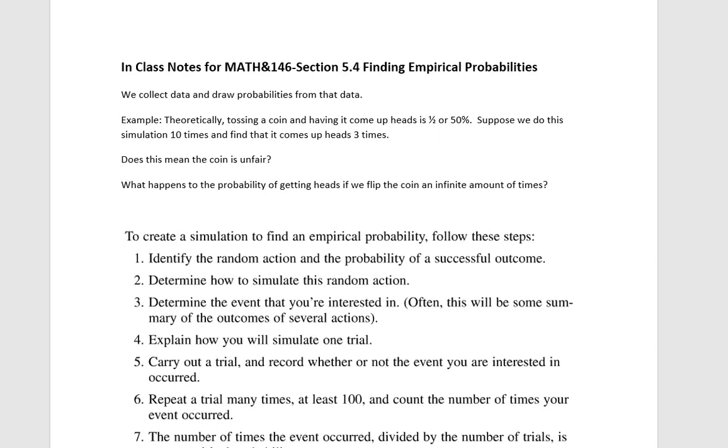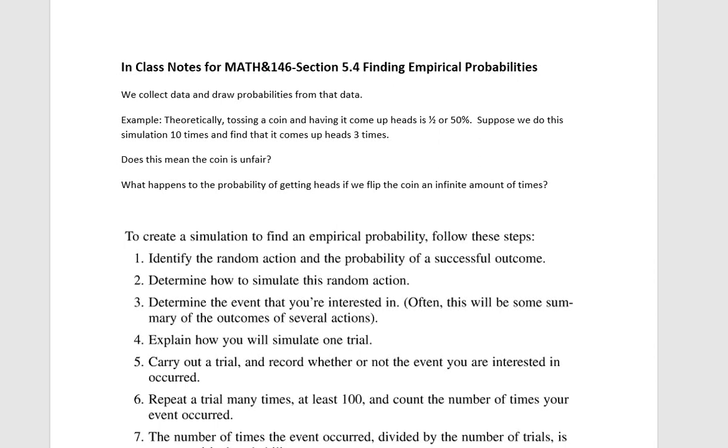In this section 5.2, we're going to be looking at finding empirical probabilities, which is where you actually do run an experiment or a simulation of an experiment and then report your findings. So what we do is that we collect data and draw the probabilities from that data.